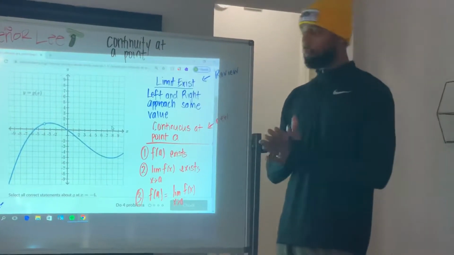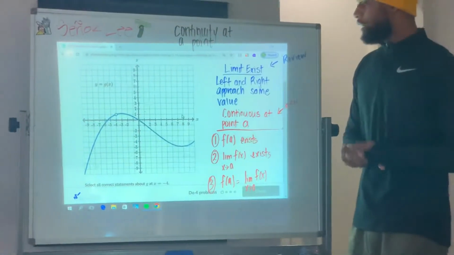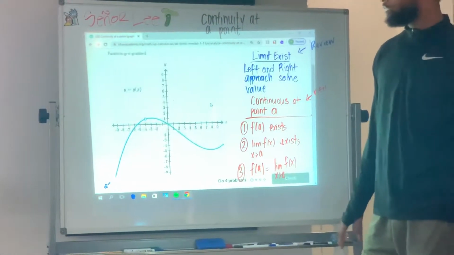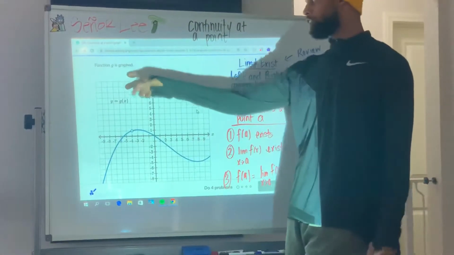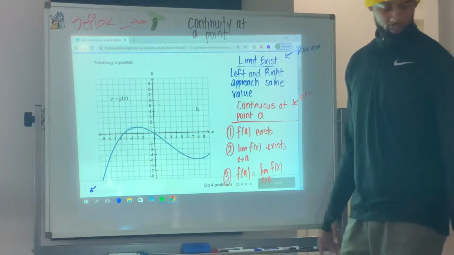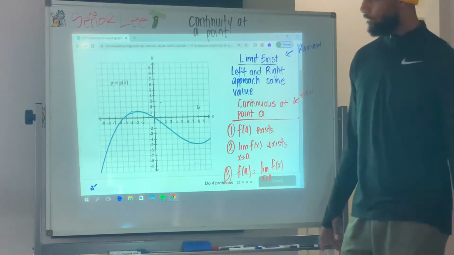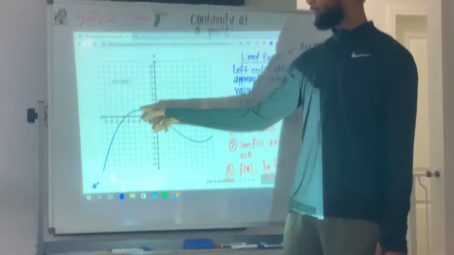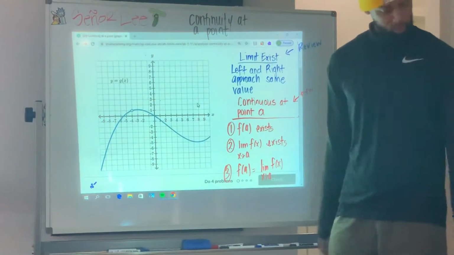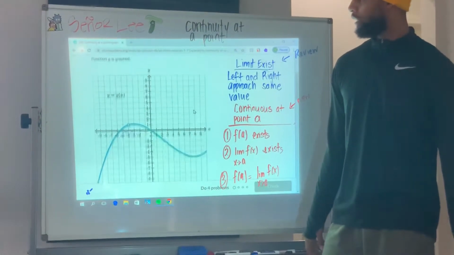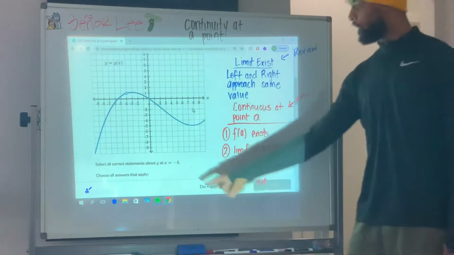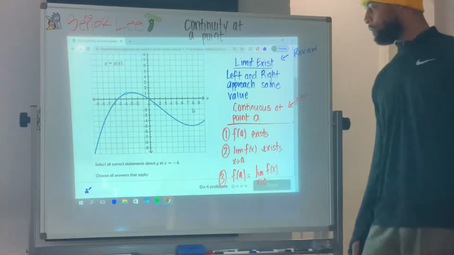So let's look at an example. Look at this graph right here. It says function g is graphed. So here's function g, a little funky. I'm going to just trace it real quick. There's a little hole right there, an open circle. It says select all correct statements about g at x equals -4.